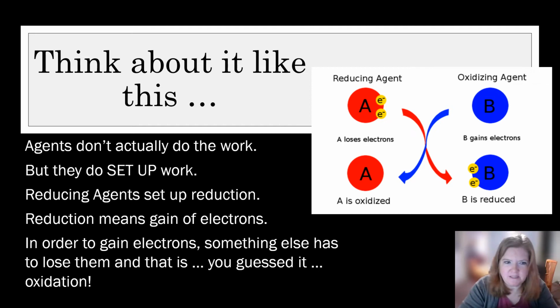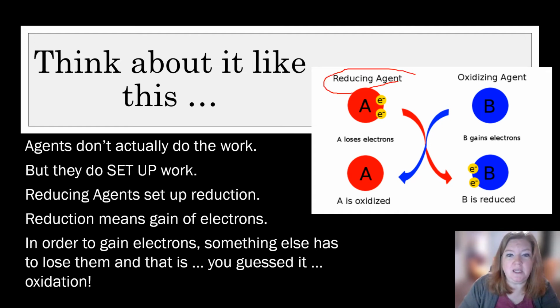So for this one, I think about this. Agents don't actually do the work. When an actor has an agent, the agent's not the one doing the acting, right? But they do set up the work. So reducing agents set up reduction. Reduction means gaining electrons. So in order to gain electrons, there had to have been some electrons lost already. So oxidation. So the agent sets it up, okay? So the reducing agent sets up reduction by doing oxidation. And the oxidizing agent sets up oxidizing by doing reduction, okay?